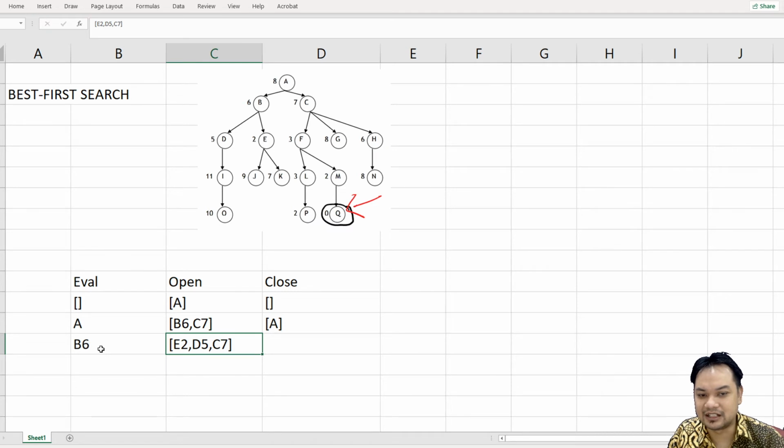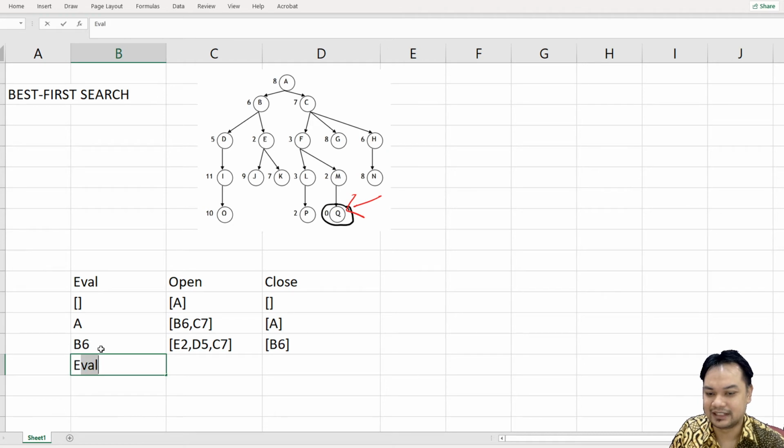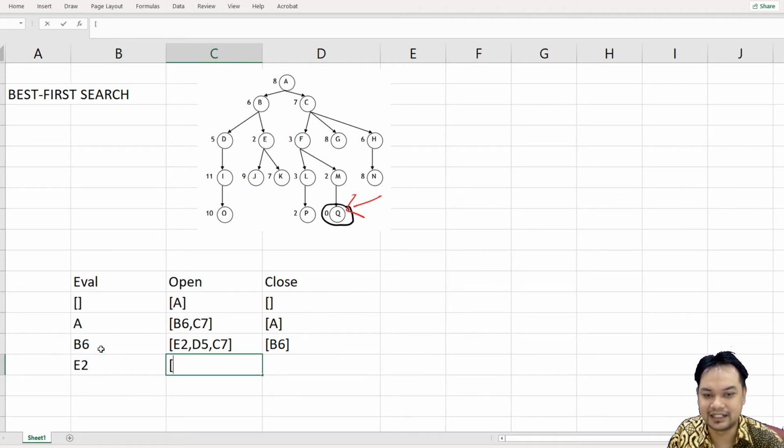Okay, E2 because E has the lower number. 2 has a lower number than C7. And then D5 also has a lower number than C7. So here then you have B6, and then you have E2. And then under E2, you have J9 and K7. So you have to arrange D5, C7, K7, J9.